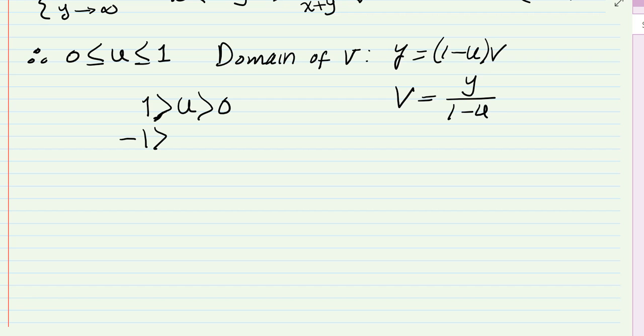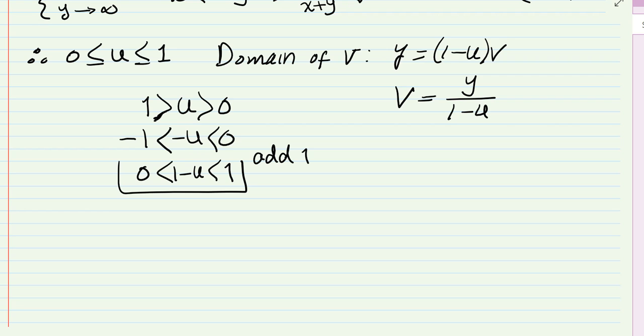I'm going to multiply everything by negative 1. And when I multiply by a negative, now I have to change the direction, don't I? It's going to be less than 0, greater than negative 1. And then add 1 to all parts. I get 0, 1 minus u, less than 1. And that's what I wanted. See, the reason I had this backward inequality is because I was looking for 1 minus u. I could have flipped the inequality at the end, but this worked out just fine.